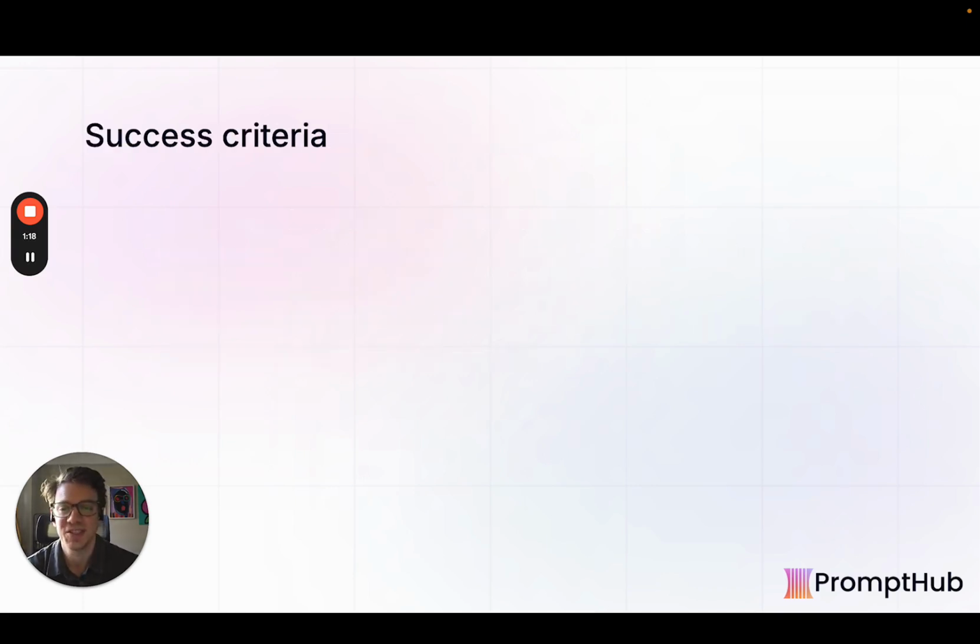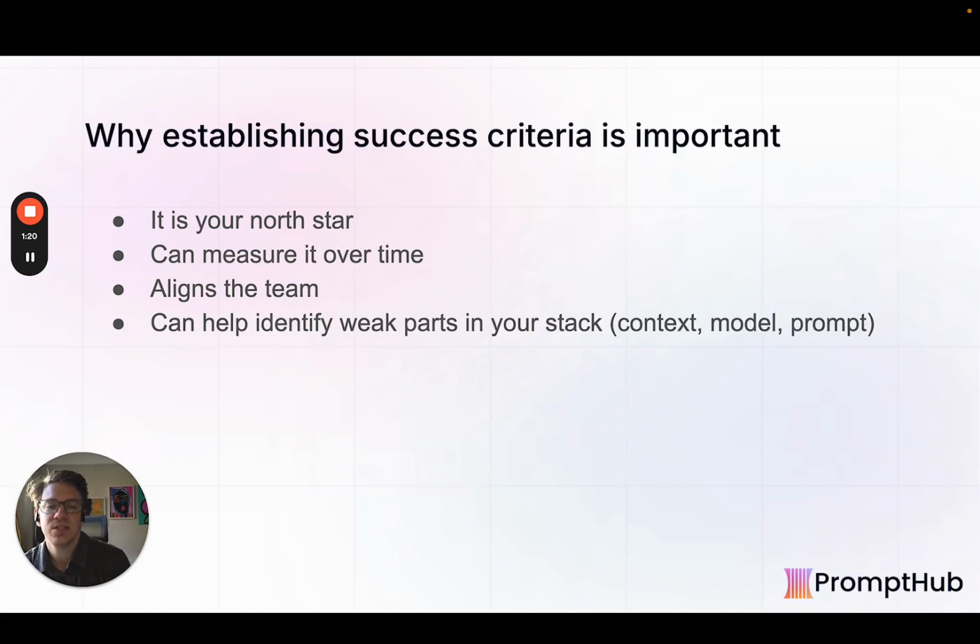Starting with success criteria, essentially this will be your North Star while you are building this LLM-based feature or application or whatever that might be. It's a quantifiable metric you can measure over time. It helps align the team, and through testing, it will show you where things are falling short, whether that's in the context being served to the model, like short-term memory issues, long-term memory issues, the prompt, the model itself, and it can help show you how to get to where you need to go.